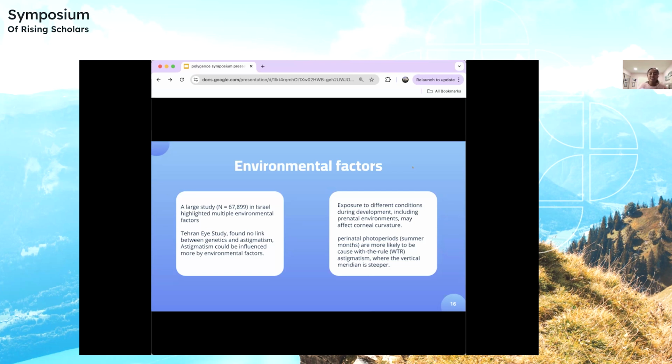Why this occurs, they're not really sure, but this is a trend that they found in the GWAS study that was conducted. Another study called the Tehran Eye Study found that there was no link between genetics and astigmatism, which implied that astigmatism could be influenced more by environmental factors.